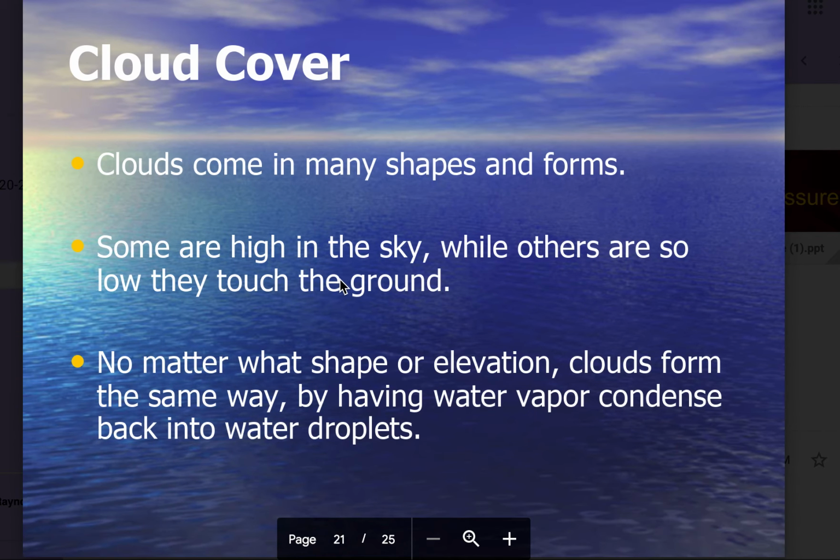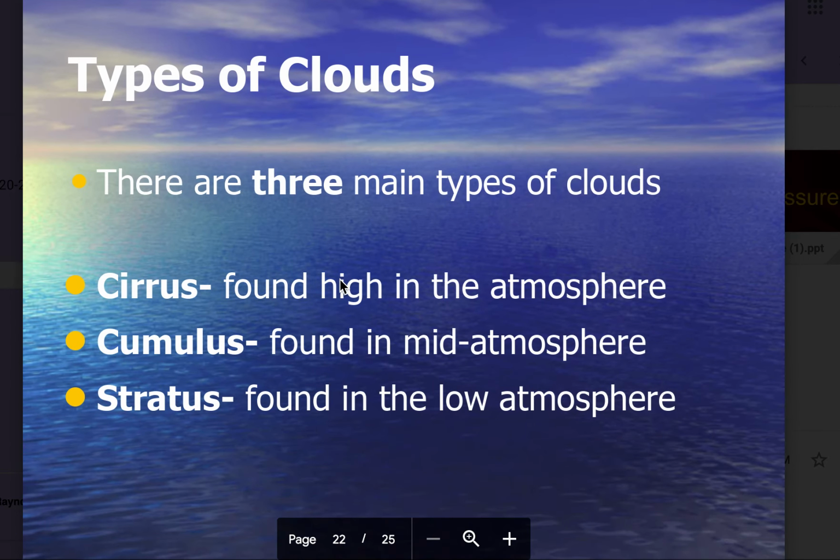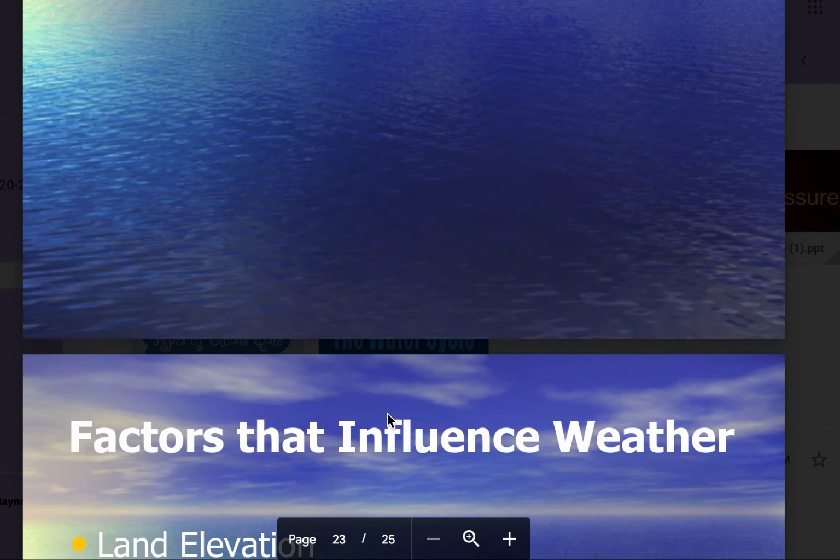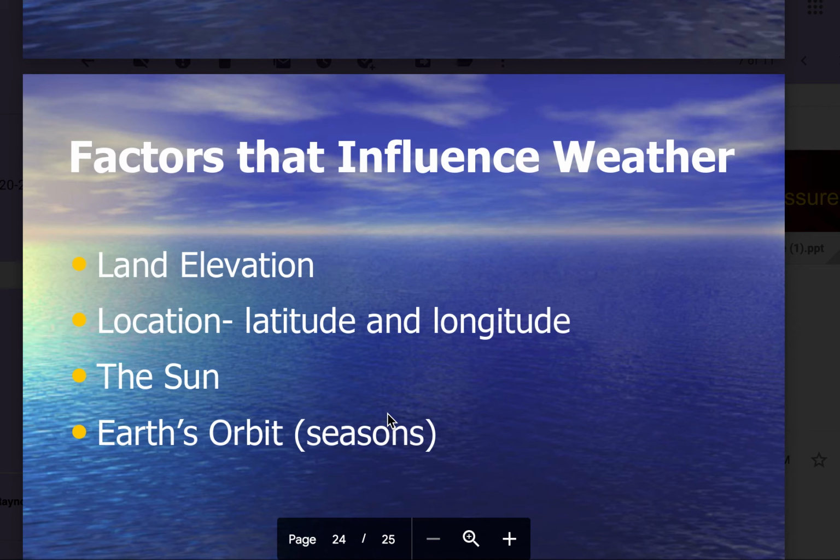Okay. Clouds. Clouds come in many shapes and forms. Sometimes they're low, sometimes they're high. But clouds are water vapor. Okay, cloud is water. There are 3 main types of clouds: cirrus, cumulus, and stratus. Cirrus are higher up, cumulus in the middle, stratus is down. A fog is a stratus cloud. So when we see fog in the morning, that's actually a cloud. Okay, we're going to talk about weather instruments tomorrow.